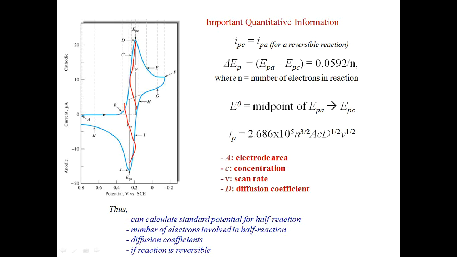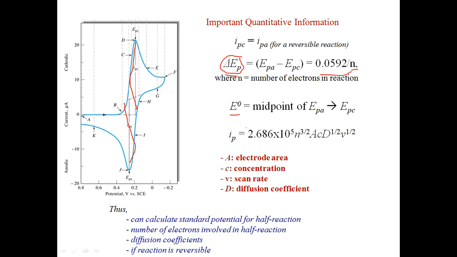The difference between the peak potentials, that is the anodic peak potential and the cathodic peak potential, delta EP, can be equal to 0.0592 by n, right? So if we can obtain the delta EP value, then we can determine the number of electrons transferred in a particular redox reaction. So cyclic voltammetry is also helpful in determining the number of electrons involved in the redox couple, because here n represents the number of electrons transferred in the redox reaction. E0 is the midpoint of EPA and EPC, right?